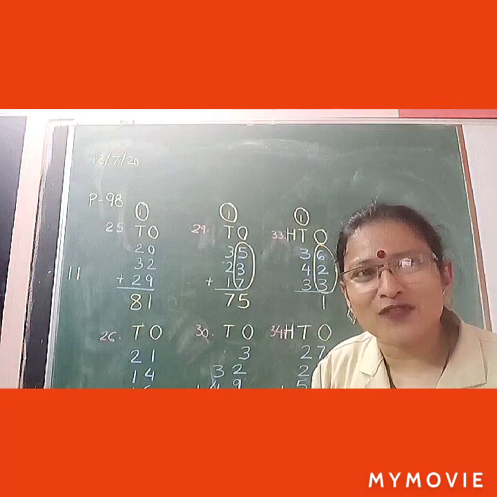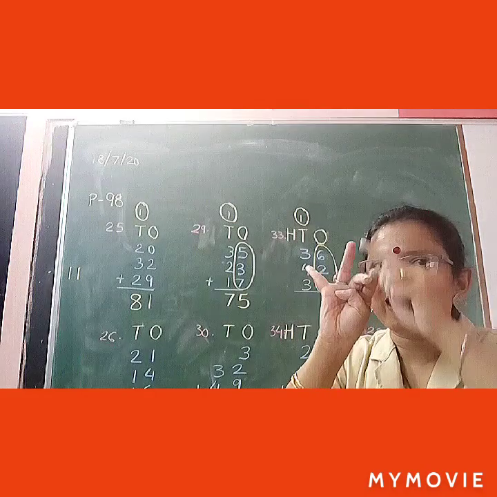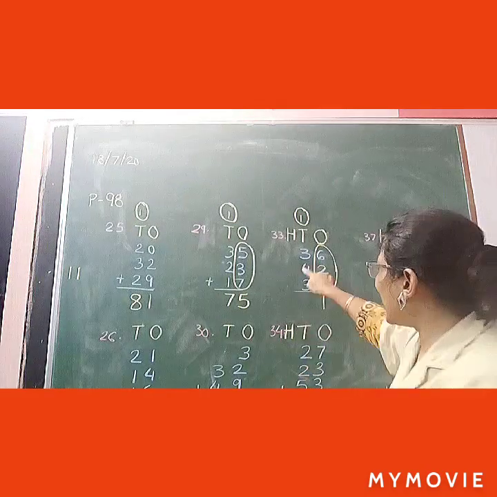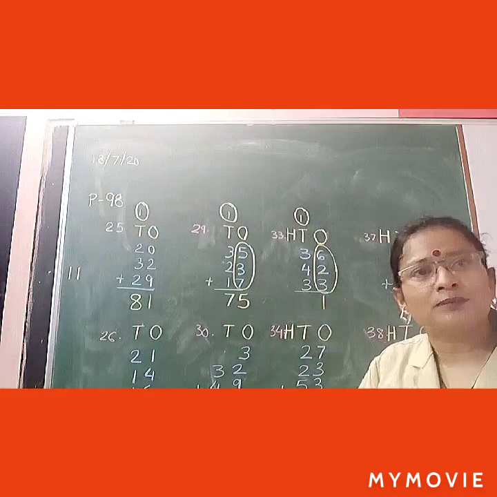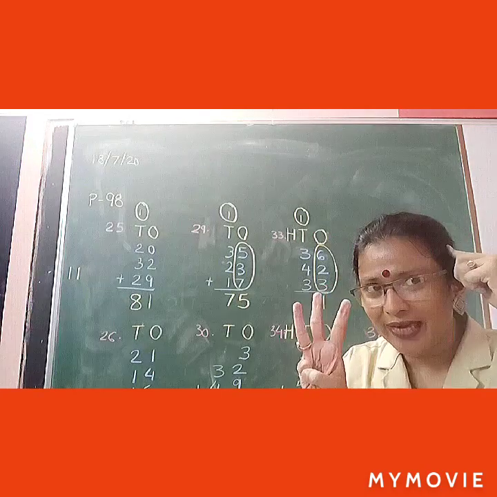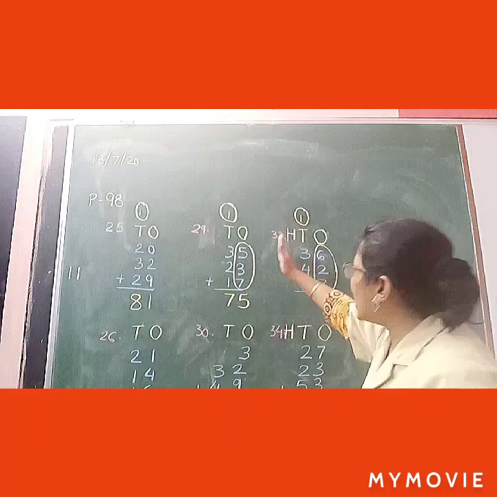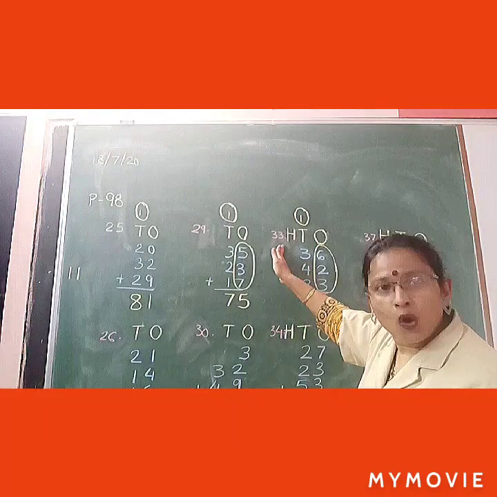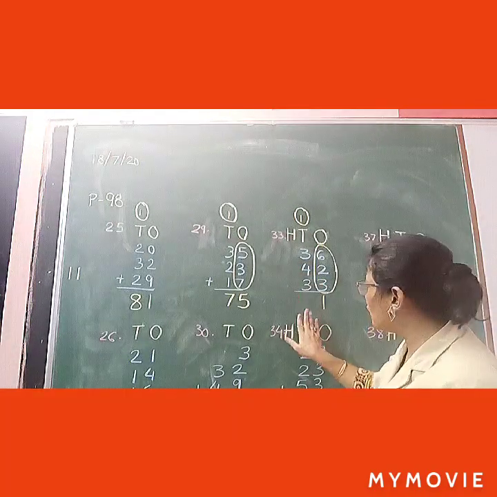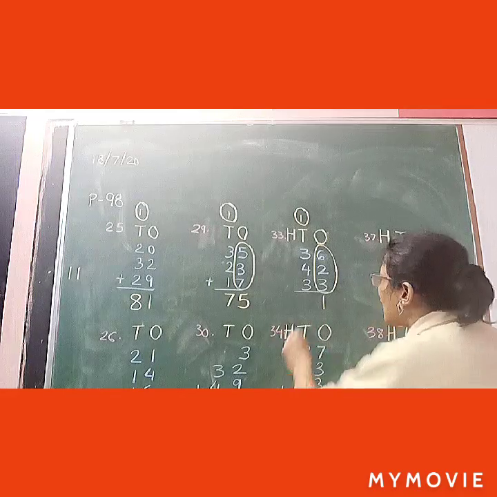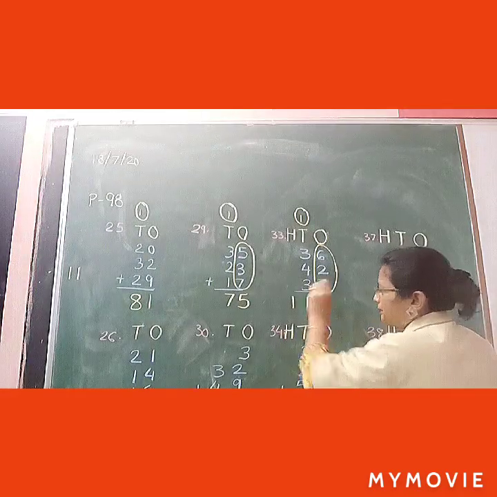Tell me 4 plus 4. 5, 6, 7, 8. 8. Now 8 plus 3. 8 in your mind. 9, 10, 11. Here, as there are no other numbers given, we will write 11 in the bottom only.